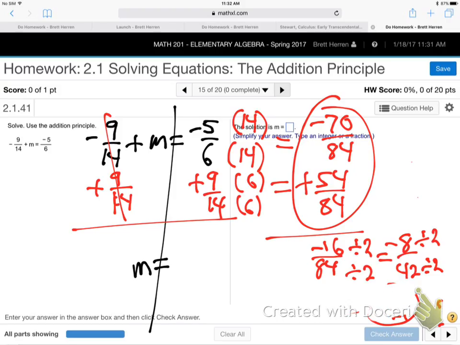Getting a little scribbly there. So minus 4 21sts. That's the final answer, after I reduce that fraction a couple of times. Is that good on that? Questions I can answer?